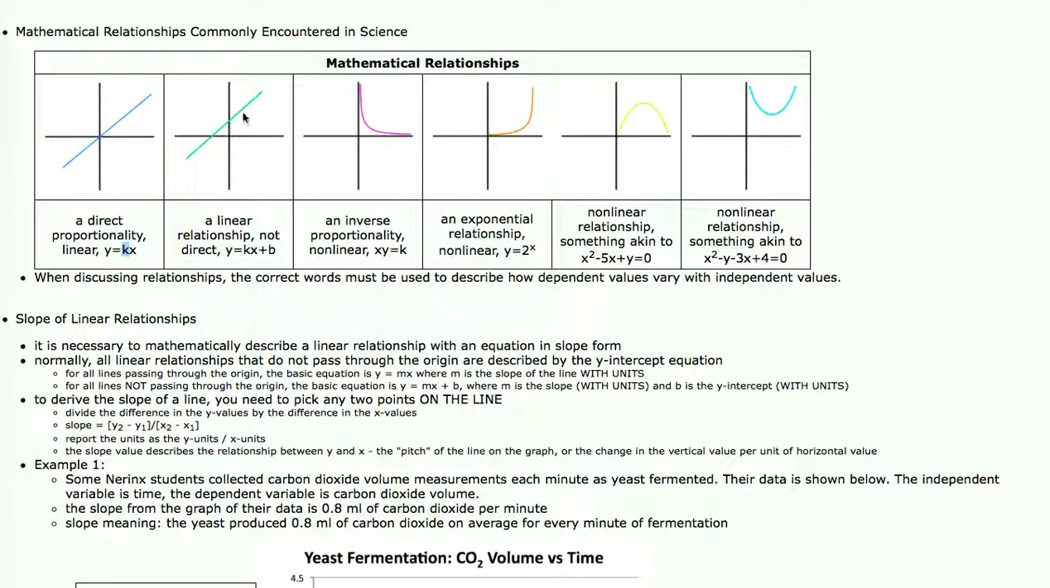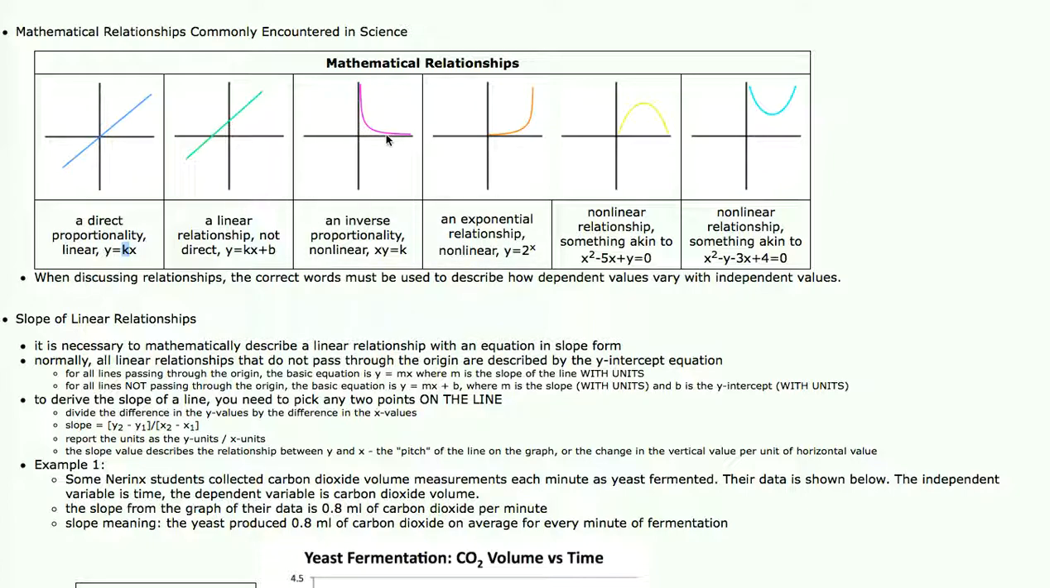This is a linear relationship here, but it's y equals kx plus b, where b is the y-intercept. This graph is just like this graph, except that it's not going through the origin. This is linear, but then again, it's not a direct proportionality, and that's because it doesn't go through the origin.